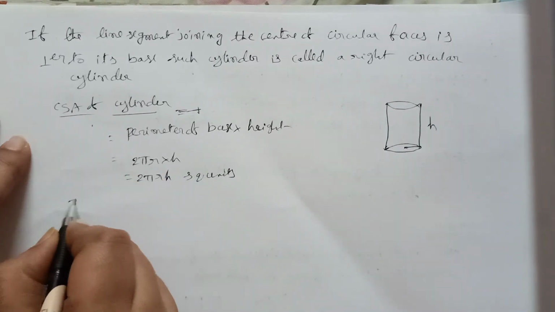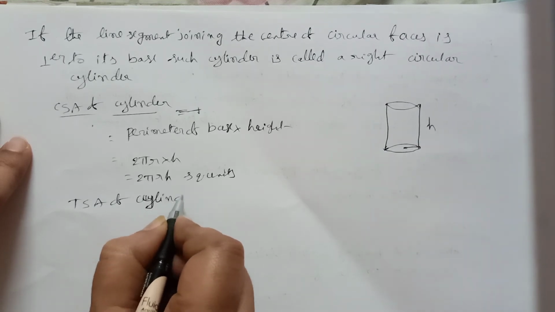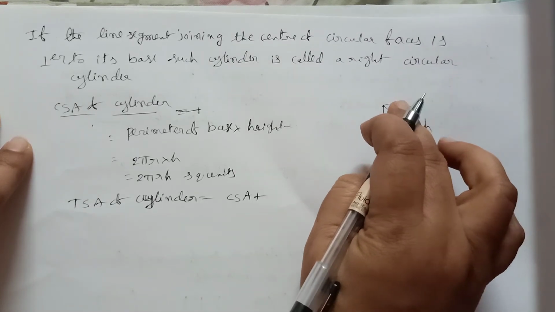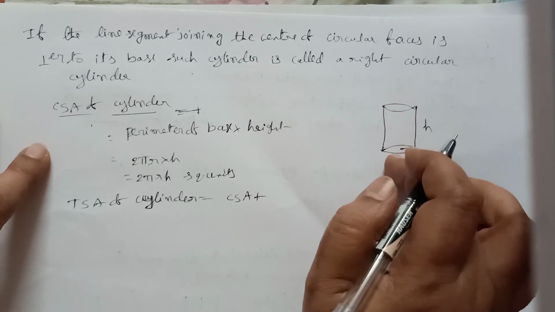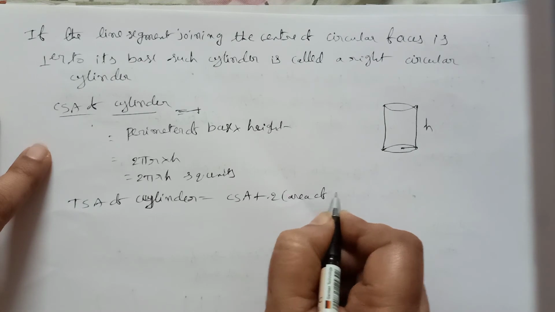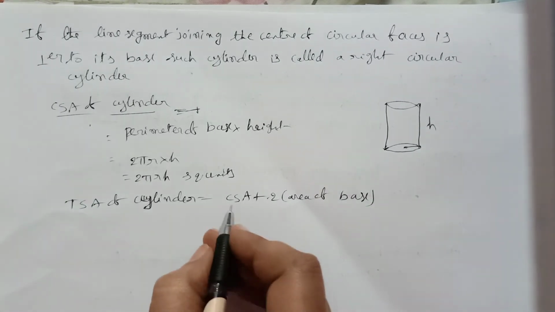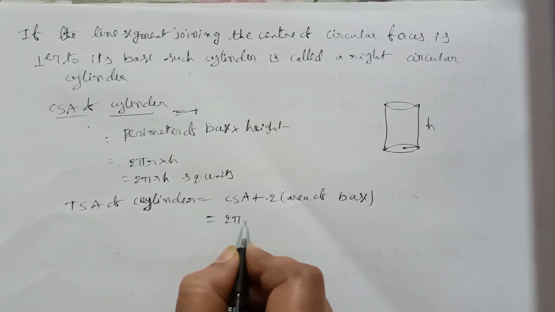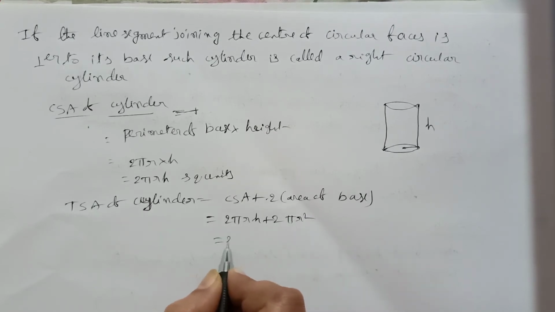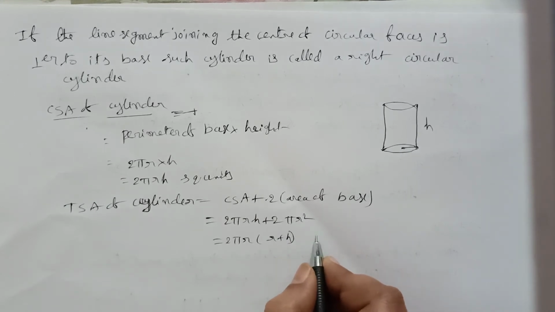TSA of cylinder. TSA is CSA plus top area and bottom area. Top and bottom are both circular faces, so 2 times the area of the base, because both are congruent faces. CSA is 2 pi r h, plus the area of the base, pi r square, twice. If you take 2 pi r common, 2 pi r into (r plus h), that is the TSA of the cylinder.